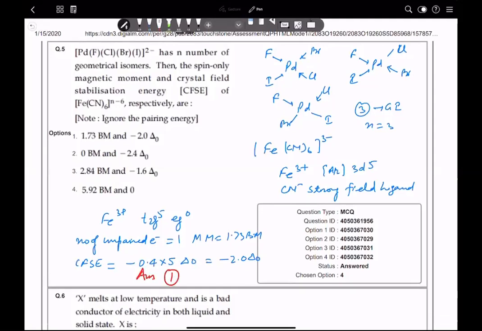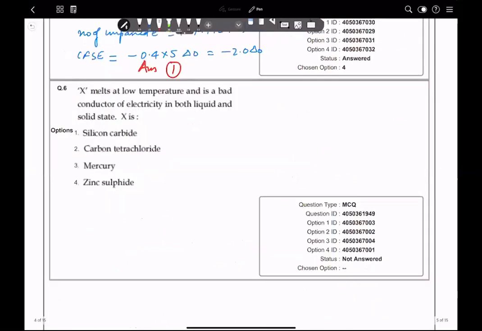Now question number 6. X melts at low temperature and is a bad conductor of electricity in both liquid and solid state. So a substance that is a bad conductor in liquid and solid state means you need a non-conducting substance. It melts at low temperature, which means it has a lower melting point. So it should be CCl4.